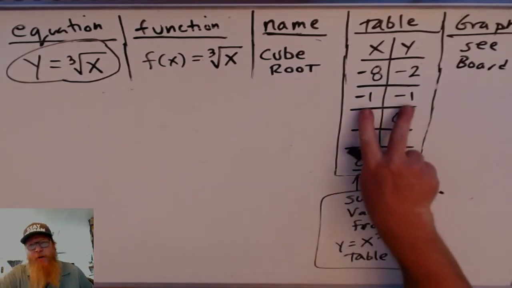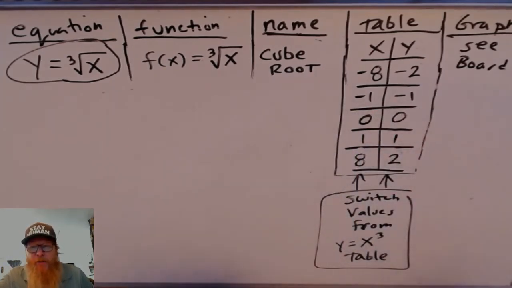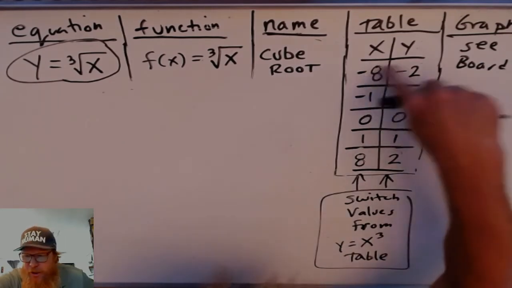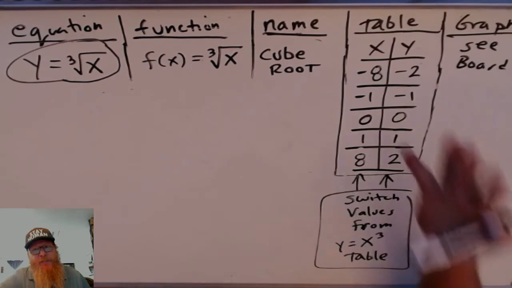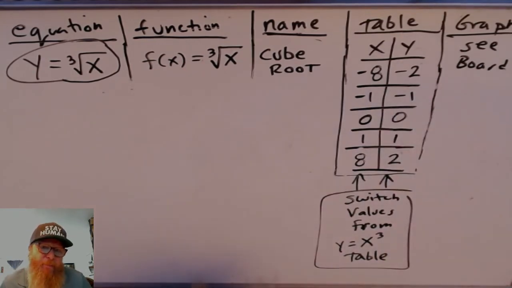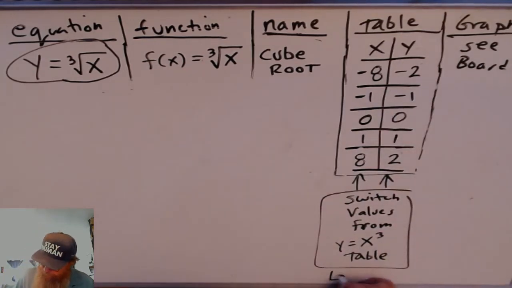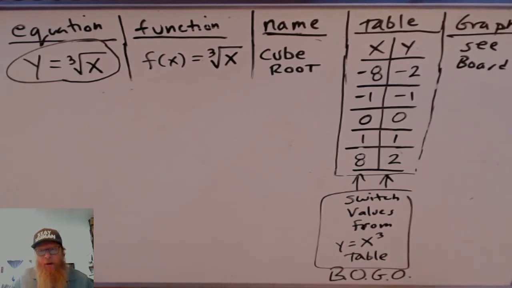All right. Notice you don't have to switch the 1's and the 0's because they're already identical. It's just the -2 and -8 and the +2 and +8. So you're going to get your table for free. All right, that's your BOGO. Buy one, get one free.